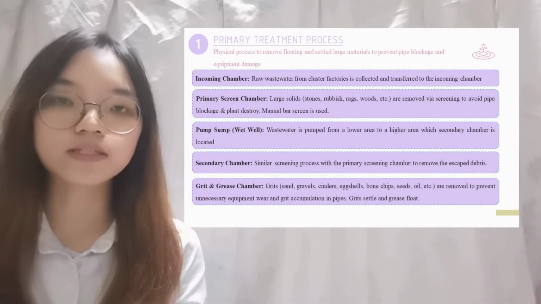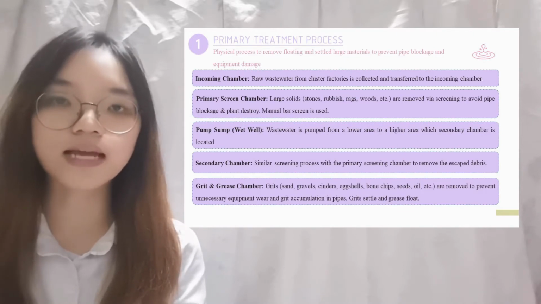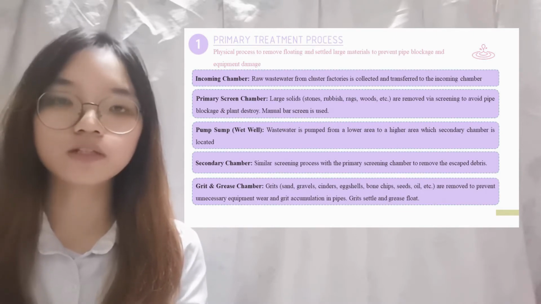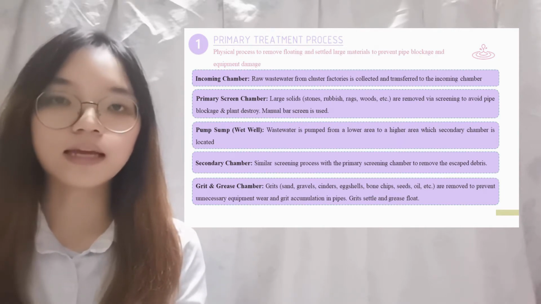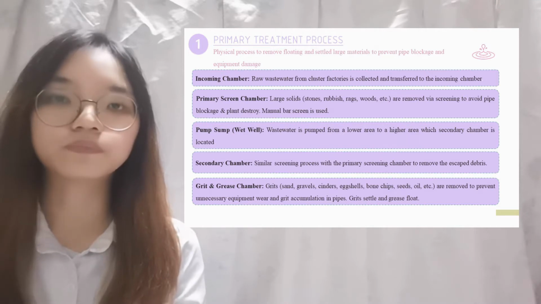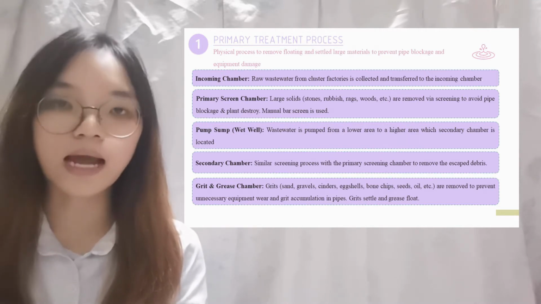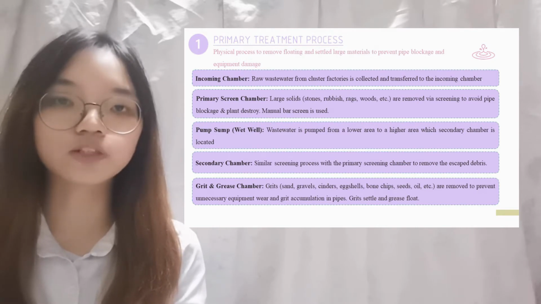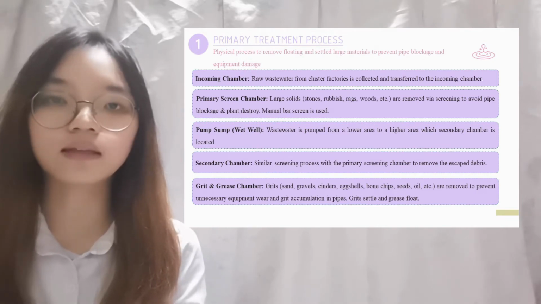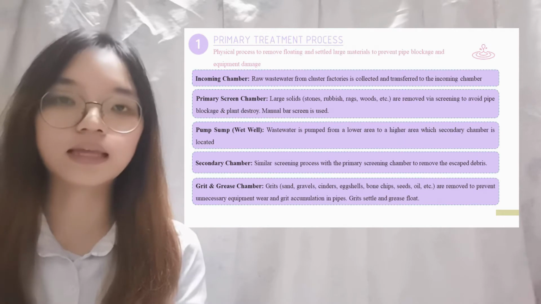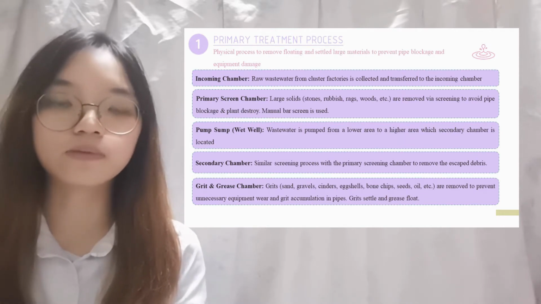Then move on to the primary treatment process. In this process, solid materials such as stones, rubbish, wood, and sand, as well as grit, will be removed from the raw wastewater through screening and grit and grease removal. There are a total of 5 units in this process, which are incoming chamber, primary screening chamber, pump sump, secondary screening chamber, and grit and grease chamber. Then the wastewater will be transferred to the secondary process.